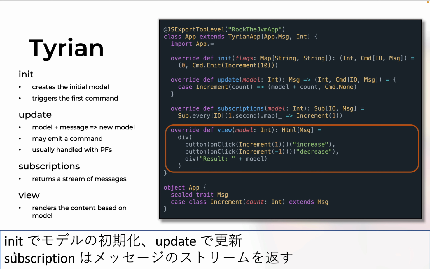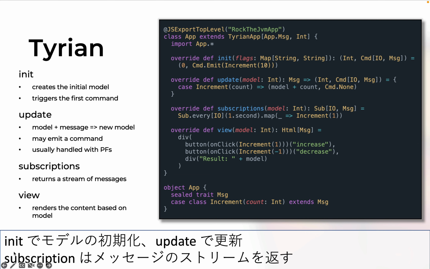So if you have an interaction with the page, for example, a user clicks a button, the button may trigger a message, which may update the model. And if the model changes, then the view function will be triggered again, re-rendering the page. Obviously, there are some smart diff mechanisms in place, both on the Tyrian front and on the browser, so that you don't get any performance hits while rendering the page again.